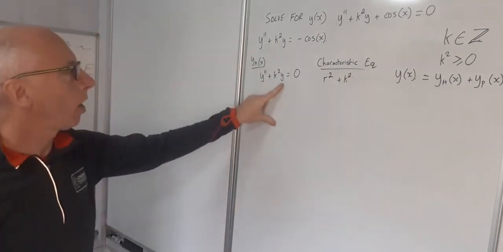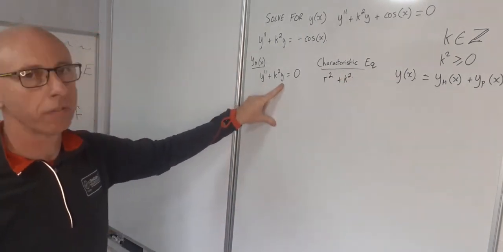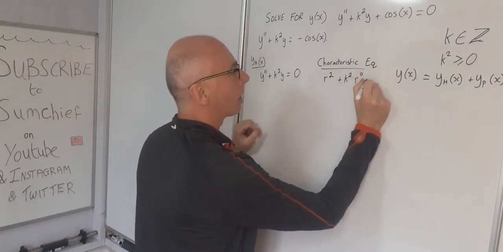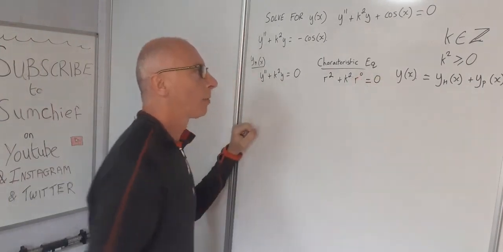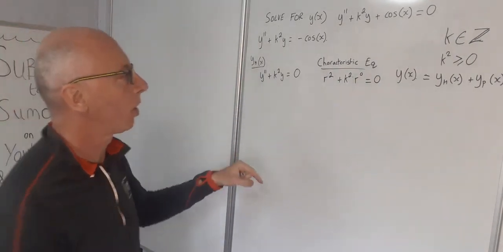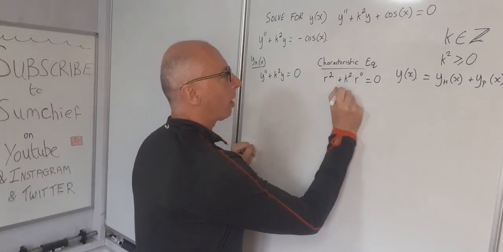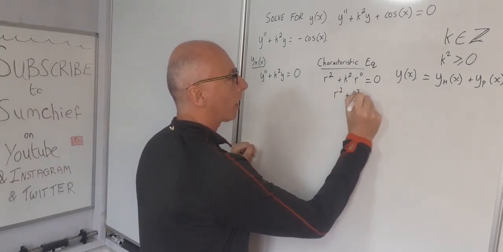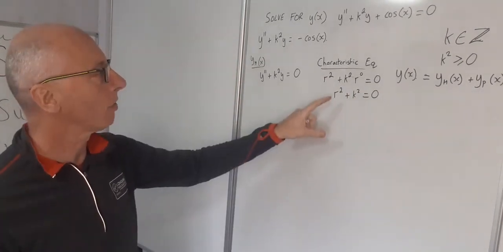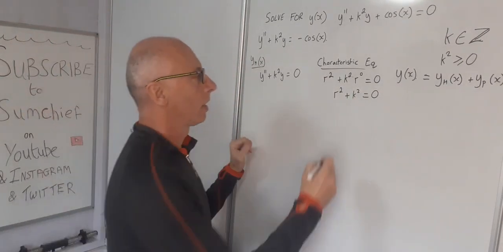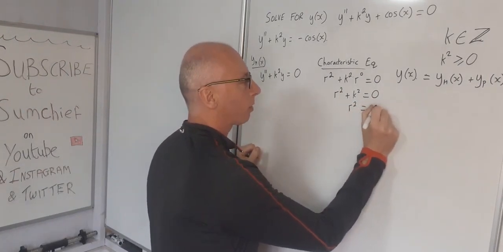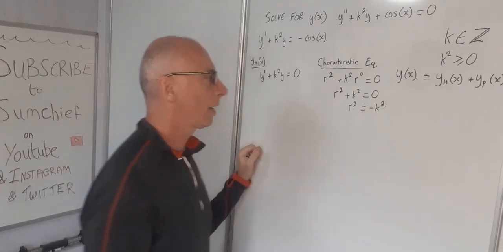Now our y here is not a derivative, it's just a function of y. So effectively we've got r to the 0, and that equals 0. Okay, now we know r to the 0 is just going to be 1. So that's just going to leave us with r squared plus k squared equals 0. Now for the characteristic equation, we need to solve for r. So bring the k squared to the other side. So r squared equals minus k squared.